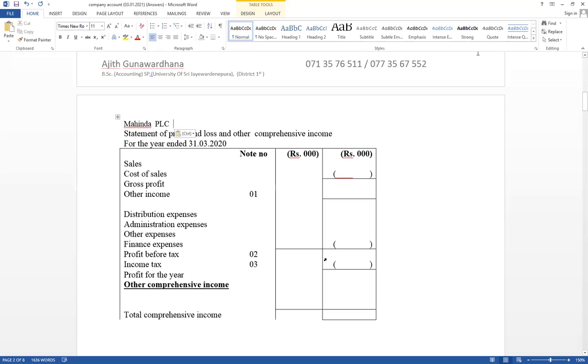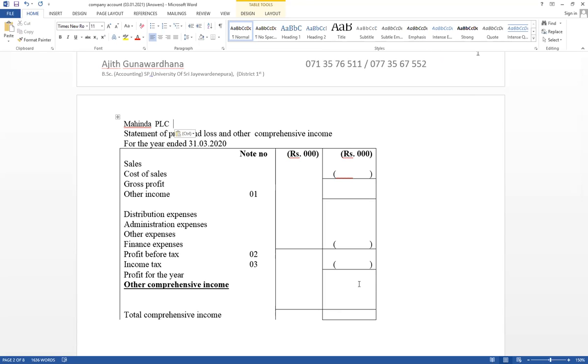Then profit before tax. After that, income tax should be deducted. Then the answer is the profit for the year. It is equal to net profit. Net profit equals profit for the year. Then if other comprehensive income is given, it should be added, then total comprehensive income can be calculated.